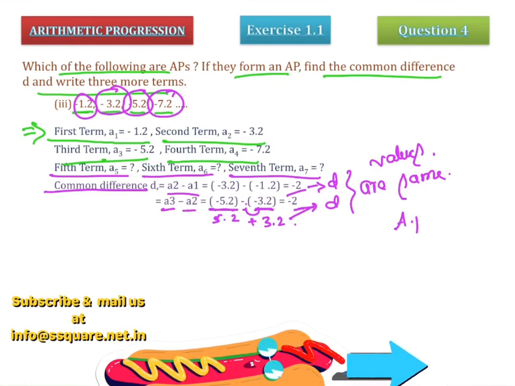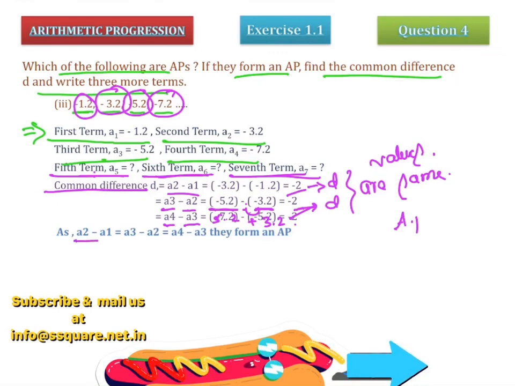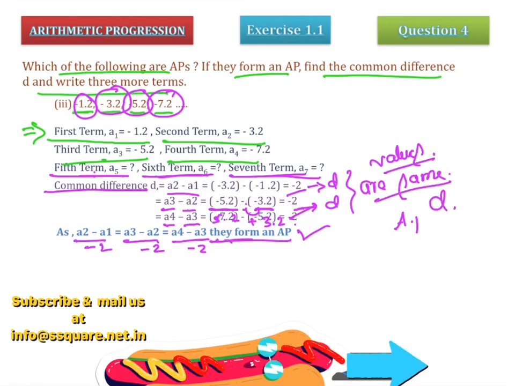Now we have to find the fifth term, sixth term, seventh term. One more clarification we can do, A4 minus A3. That is also the same: A2 minus A1, A3 minus A2, A4 minus A3. All are the same, so they form an AP. This value is also minus 1, and this value also minus 1. So the values of D are the same, so it forms an AP.